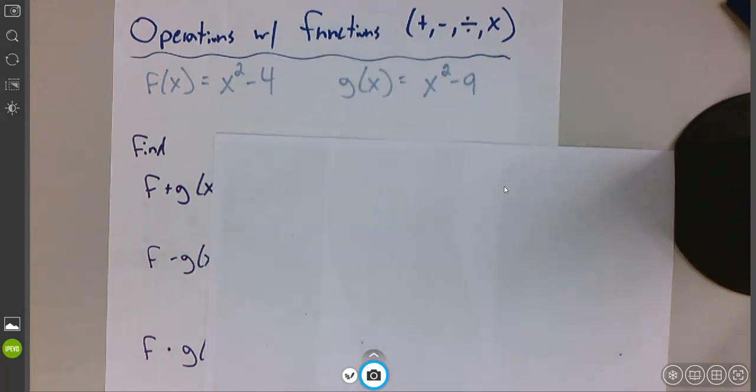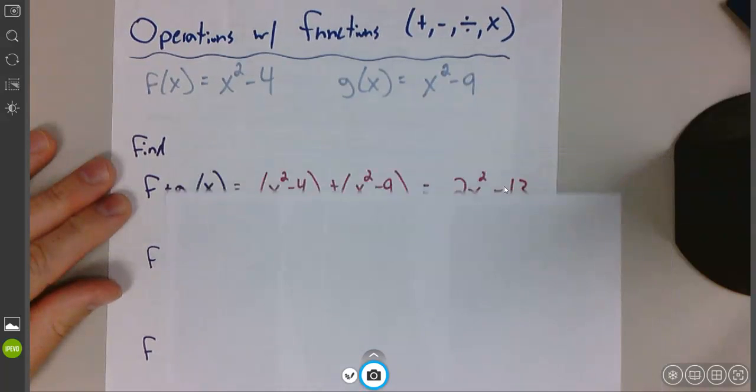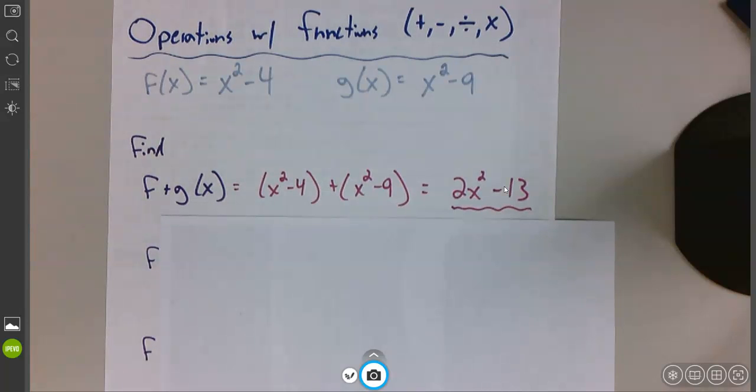Okay, we're back. I don't know if you did it or not, but I'm hoping you did, and we are moving forward with this. So I want to add the two functions together. It amounts to just combining like terms. We can combine the squared with the squared. We can combine the constants with the constants. Review. Hopefully we got that one.